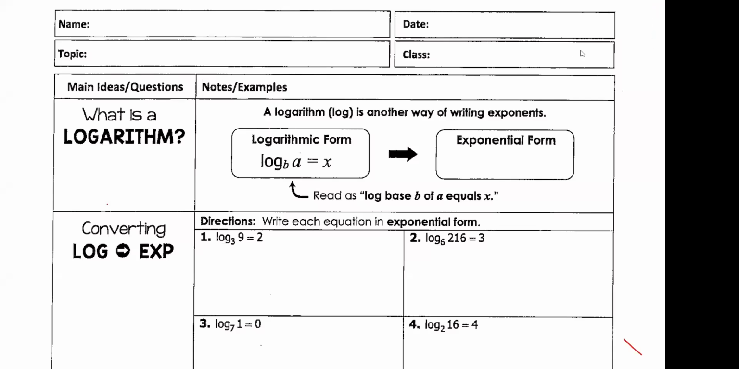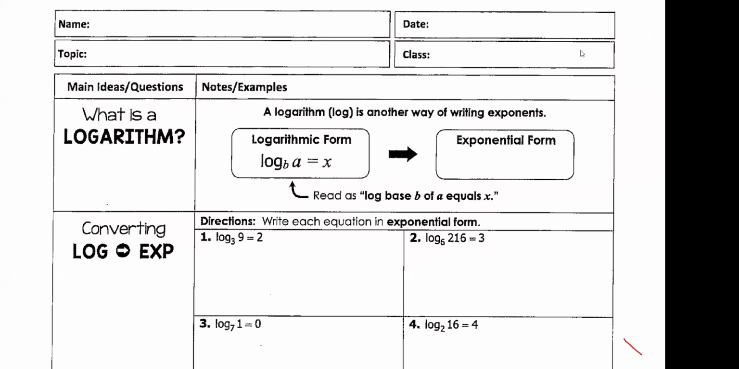So like I said, we're looking at logarithms. So logarithmic form, how you would read this is log base b of a equals x. We're going to see that this little number we call the base, like by a logarithm, you'll see sometimes you have one, sometimes you don't.